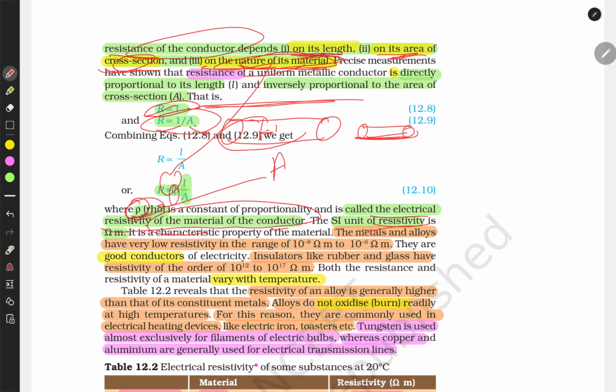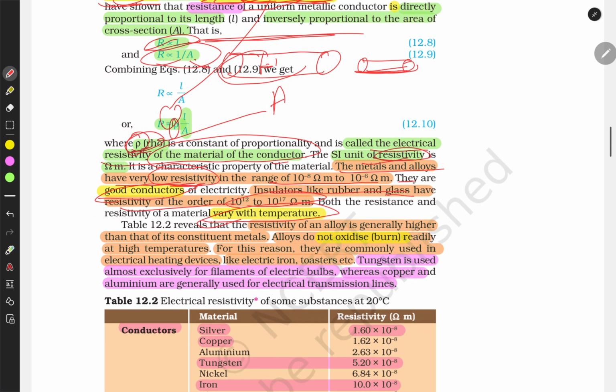And its SI unit is ohm-metre. Metals and alloys have a very low resistivity in this range, and so they are good conductors. And insulators like rubber and glass have a high resistivity, so they are bad conductors.